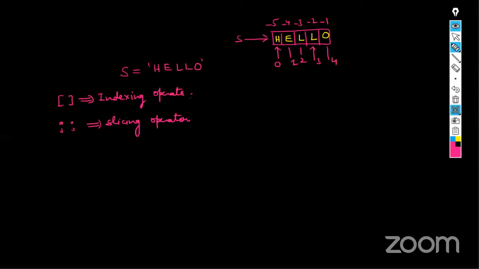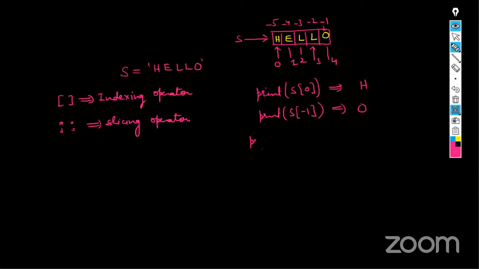So for example, if I type the command print s[0], this s[0] means I am looking for the character stored at the 0th location. So the output will be h. If I write print s[-1], the answer will be o, because at the -1 location o is stored, guys. So the working is almost the same.